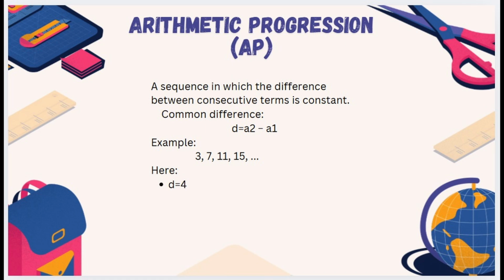Arithmetic progression, AP. In an arithmetic progression, the constant difference is called the common difference, denoted as d. It is calculated as d equals a2 minus a1. In the example 3, 7, 11, 15, the common difference d is 4, because 7 minus 3 equals 4.